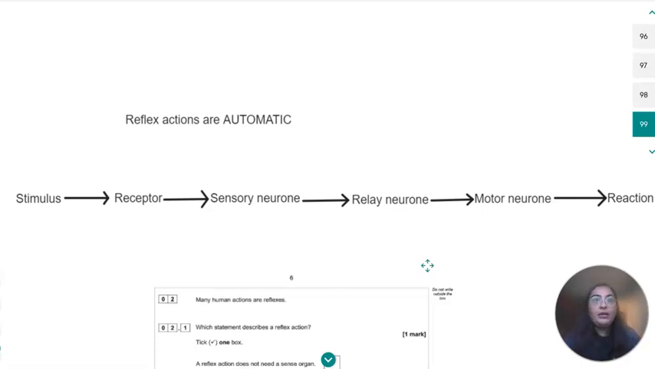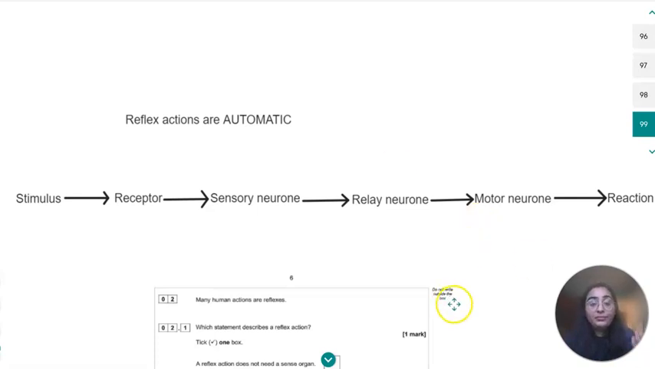So when we're thinking about reflex actions, we're not just thinking about things to protect us against danger, but we're also thinking about things like blinking our eyes. These are natural responses that we don't actually think about. So we don't think about blinking our eyes. We don't think about breathing in and out. And these are all automatic, fast responses that are happening all the time throughout our bodies.